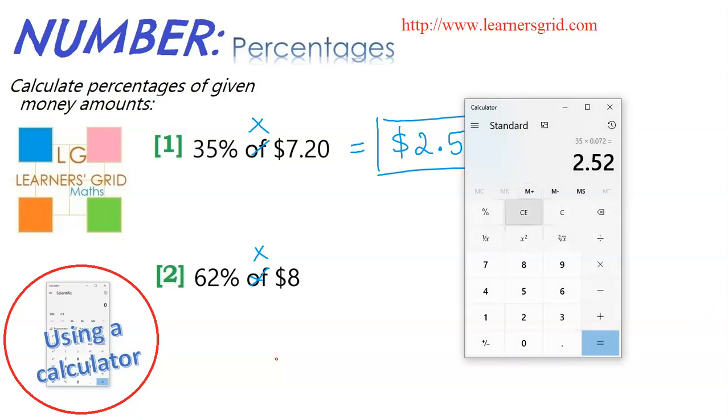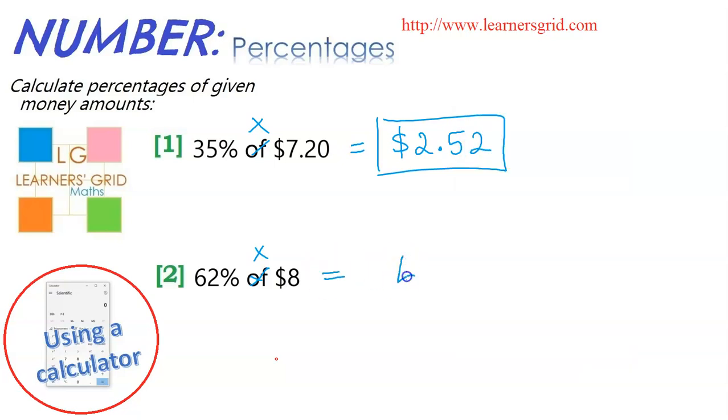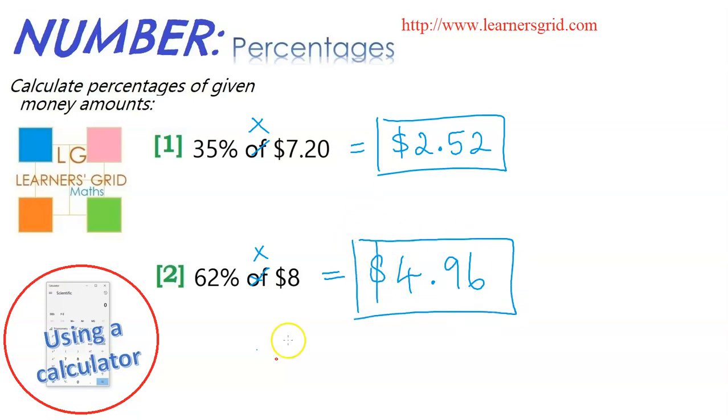So we get 62, and then we push multiply by 8, and we don't push equals yet. We go percentage, equals, and 4.96. So let's write that down, $4.96. We're talking money, dollars, and that's it. It's as simple as that.